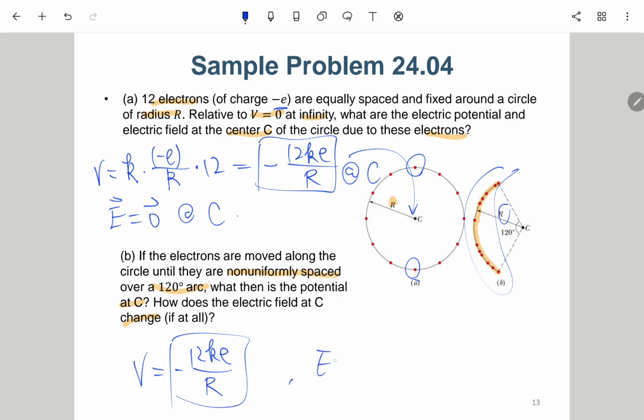But here E isn't 0. E is not equal to 0. We are not able to compute the E field, because the electrons are just randomly allocated on the arc. What we can say is that E is not 0 in this case. Okay, so this one is quite simple.